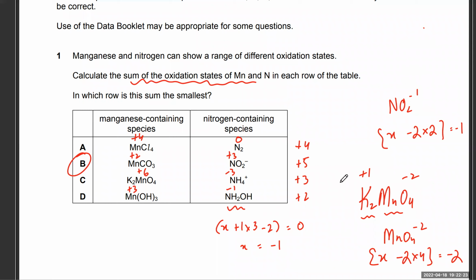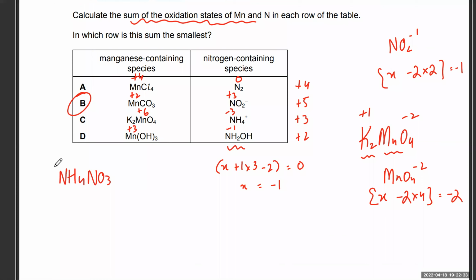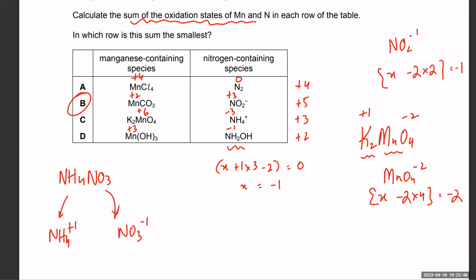So make sure, if you have a compound like NH4NO3, always when you're trying to figure out oxidation states, try to treat the ions as separate species. Solve them separately: NH4 +1 and NO3 -1. Both have different oxidation states because they're 2 completely different ions. Don't try to solve them together. Just make sure you don't do that.